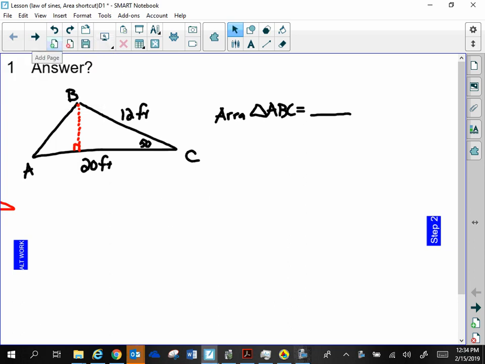All right, so today I'm going to teach you a little bit about the law of sines, and Miss Bell from the other class across the hall has been gracious enough to come over here and listen to me.